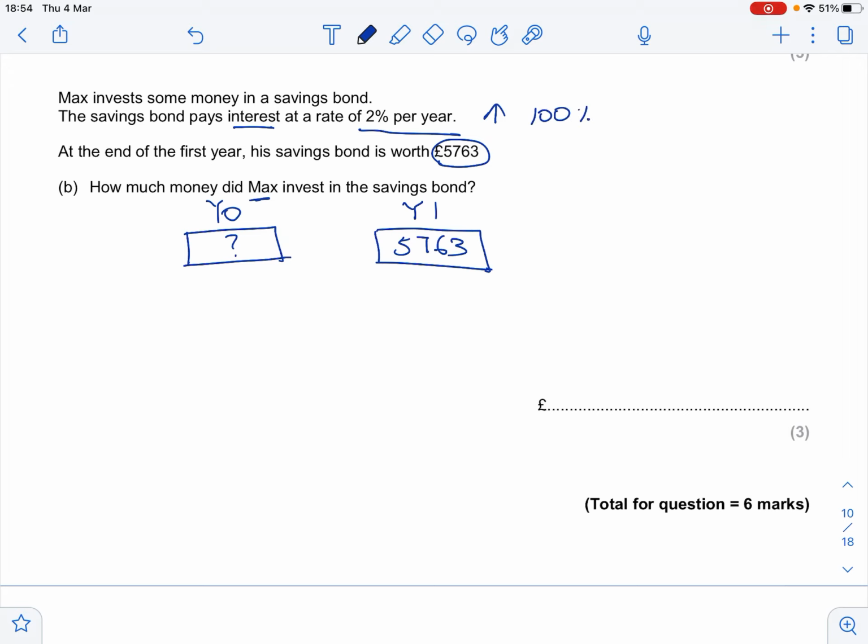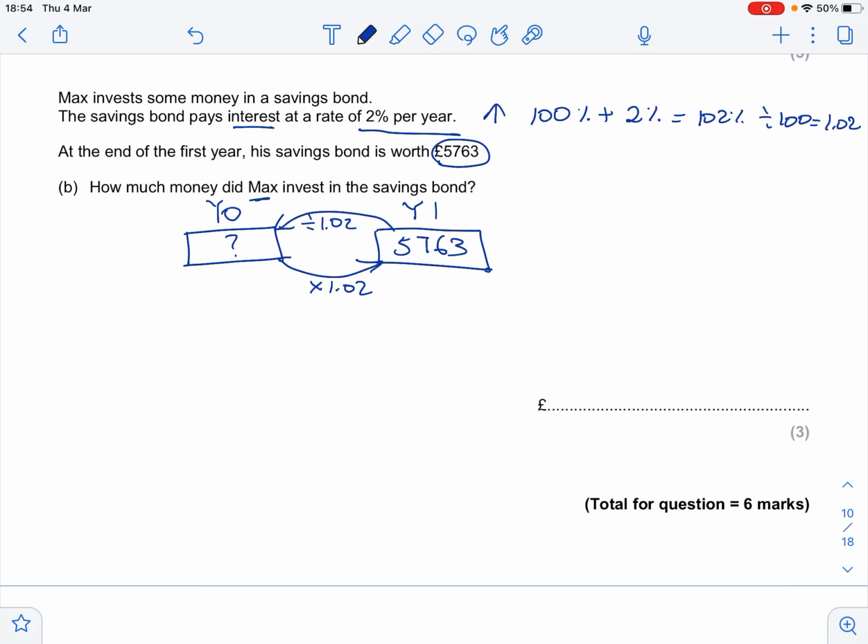So we always start with 100 plus the 2%, which is 102%. Then convert this into a decimal multiplier: we divide by 100, which is 1.02. So from year 0, which I'm going to call x, going to year 1, we multiply by 1.02. Therefore, to work it backward, we need to do the inverse. Therefore, we need to divide by 1.02.